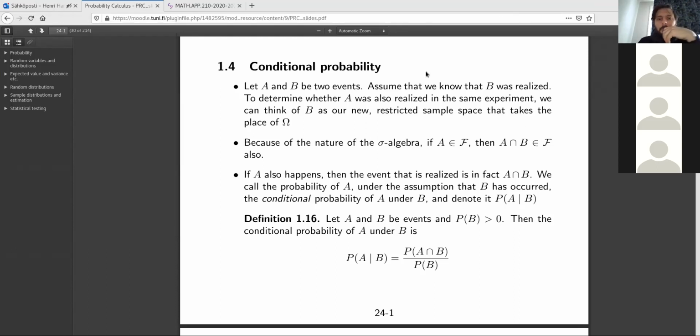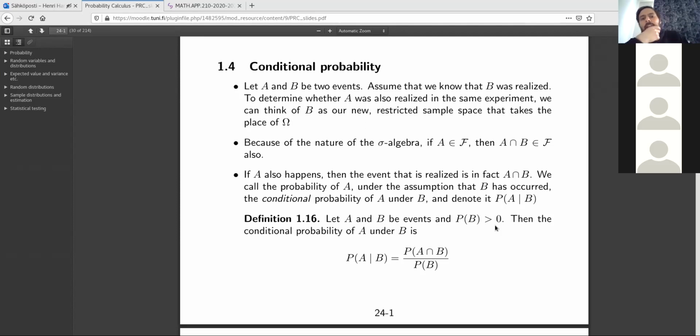So if we have the definitions of A and B, how do we calculate this? Well, I'll explain shortly why this is so. If A and B are events, we have to assume that the probability of B is greater than 0. If it's an empty set, then this doesn't work, because B cannot happen, so we don't even define this in any way.